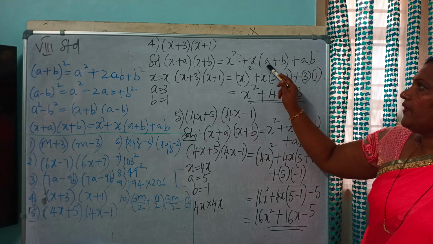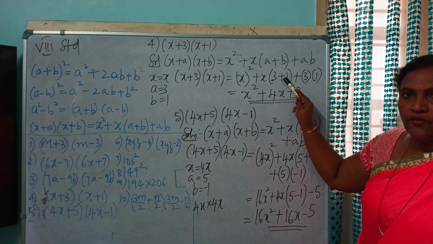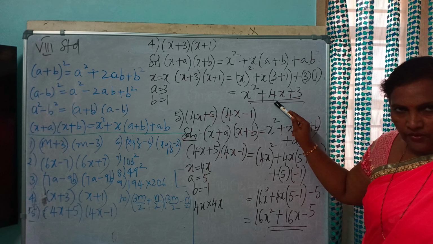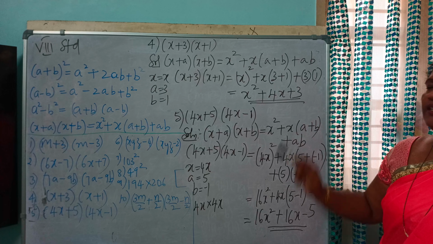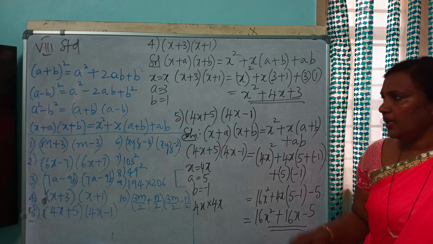Plus a 3 into b 1. X whole square means it is x squared. Plus 3 plus 1 means 4. 4 into x is 4x plus 3 ones are 3. Underline the answer. Now let us go for the fifth problem.